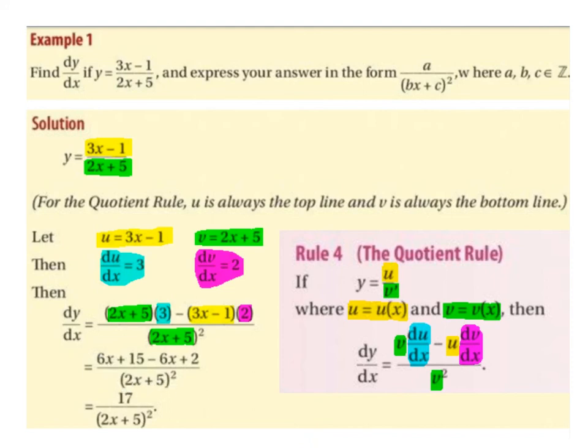And then 6x minus 6x will cancel. And 15 plus 2 is 17. So we have 17 over 2x plus 5 squared. We do not need to multiply out the base because that is already in its simplest form.